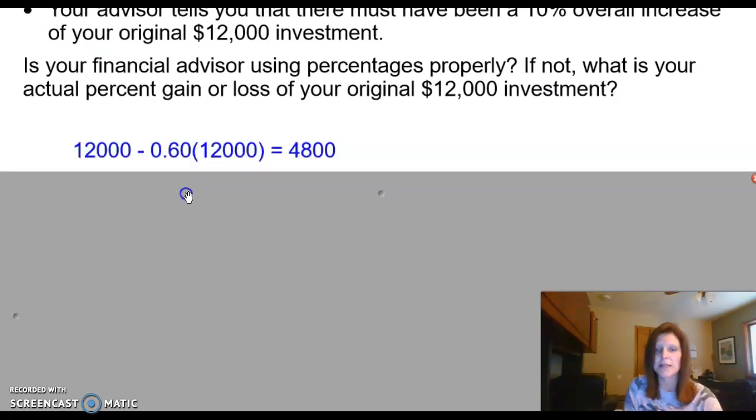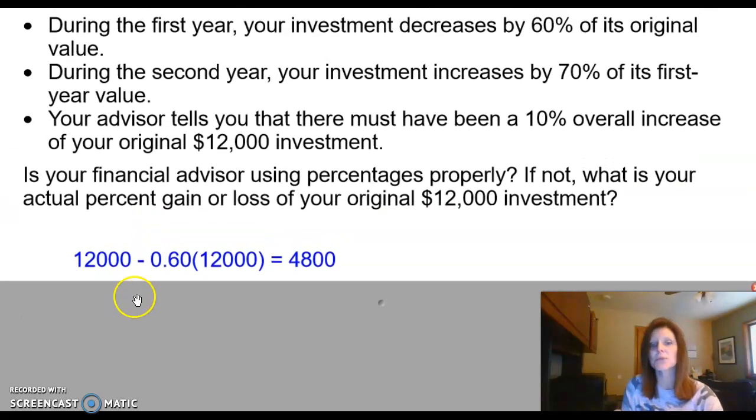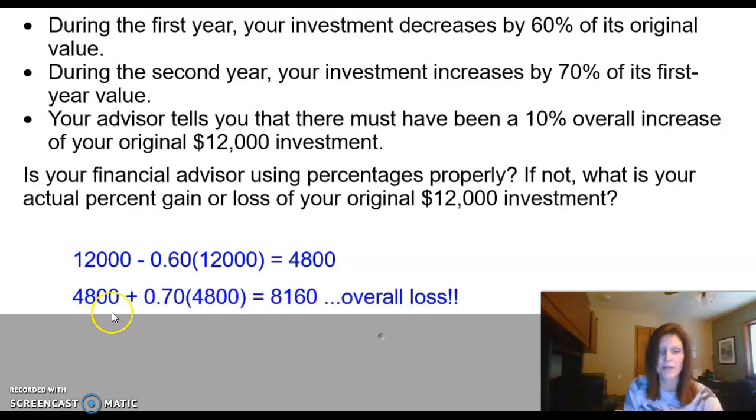All right, so let's break it down. We're going to take our $12,000, and first we are going to lose 60%. So minus 60% of that, and we are going to be down to $4,800. But then the second year, we're going to take that $4,800 and increase it by 70%. Oh, that's good. 4,800 plus 70% of 4,800 equals $8,160. But we started with 12,000, so overall it's actually a loss. There's no increase here at all. My advisor doesn't know what he's talking about.